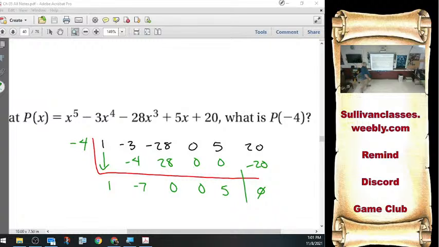So P of -4 is 0. If I plug a -4 into this function, I will get a 0. Which means -4 is an x-intercept, which means it's a solution, which means it's a root, which means x plus 4 is a linear factor. And you're going to start to see all the interconnectedness of this.